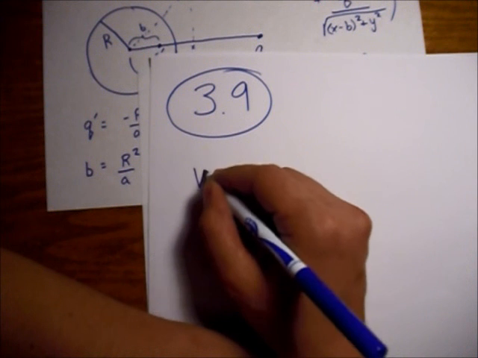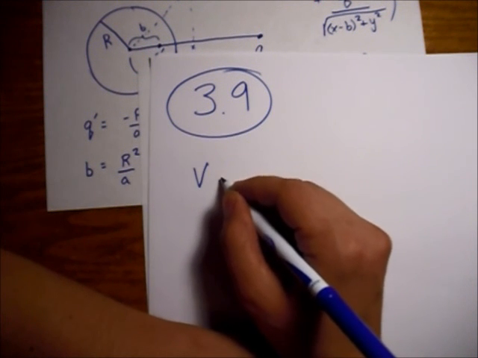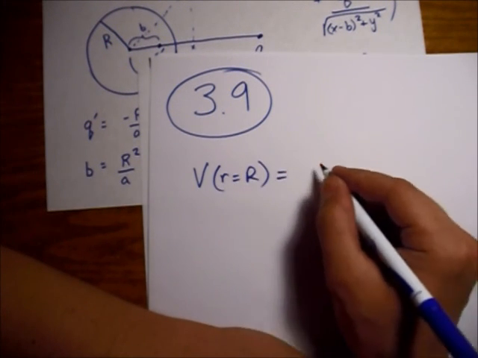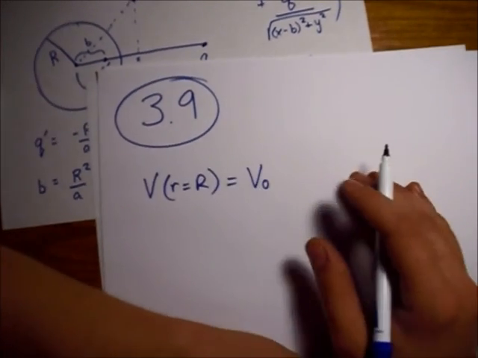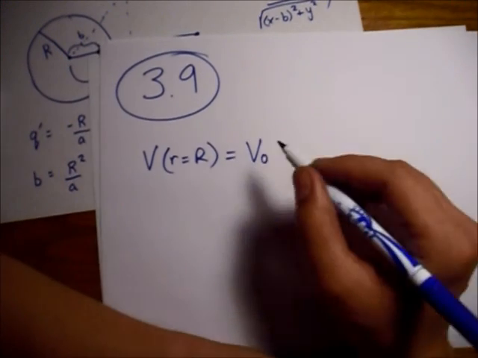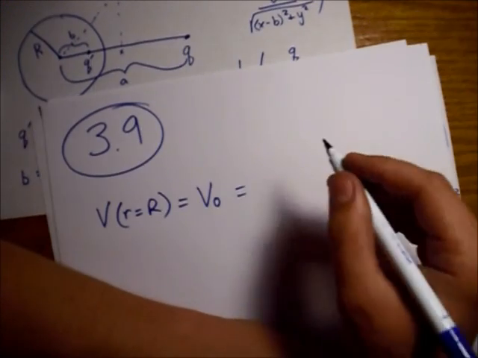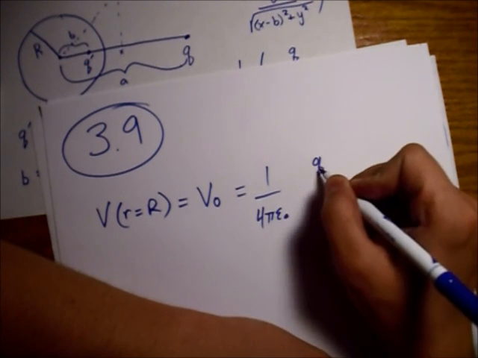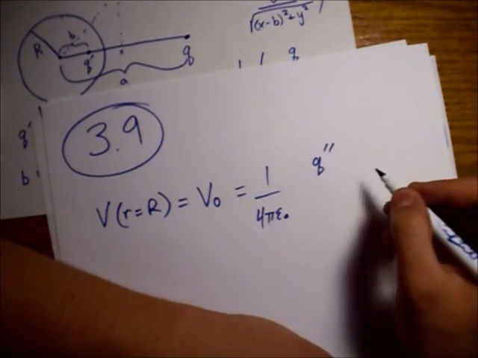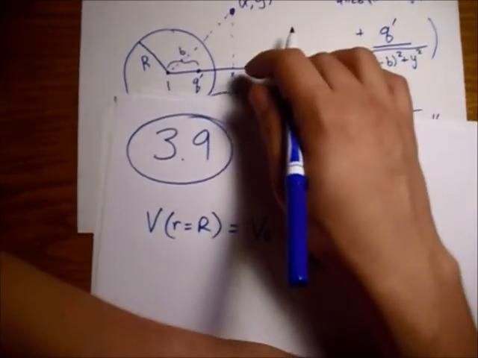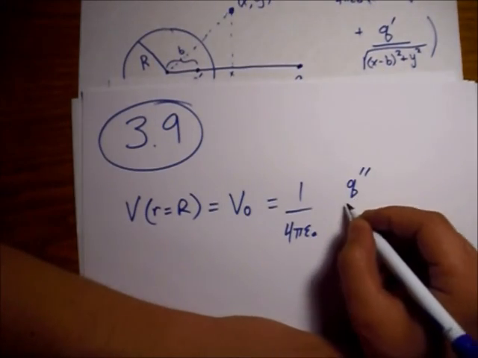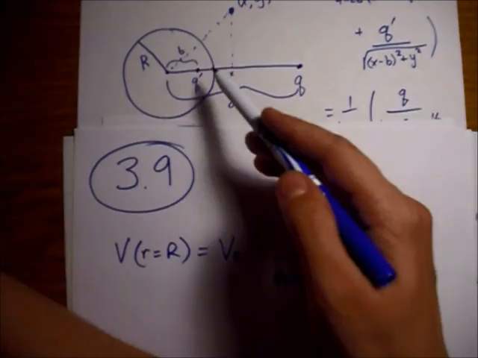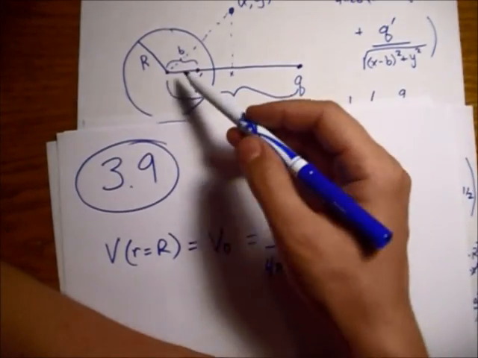So if we want v at, using spherical coordinates, this radius big R, if we want this condition to be met, then we'll have 1 over 4 pi epsilon naught, and then some charge, which we'll just call q prime prime, if we're adding another image charge, and then the distance out to where v naught is, which is the surface of this sphere, is big R.